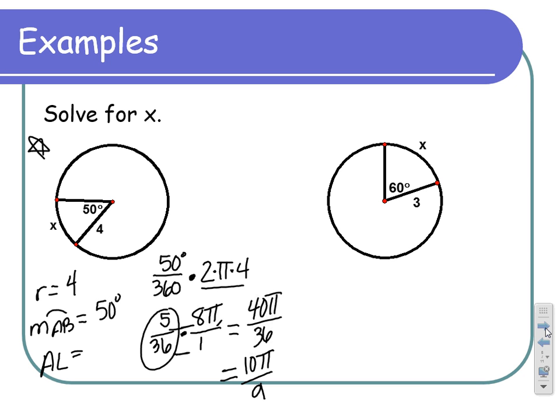And since we're dealing with arc length, we're just going to say units, because we don't know if it's inches or centimeters. So that is my final answer, 10 pi over 9 units. Okay, go ahead in your notes and do this second example right here.